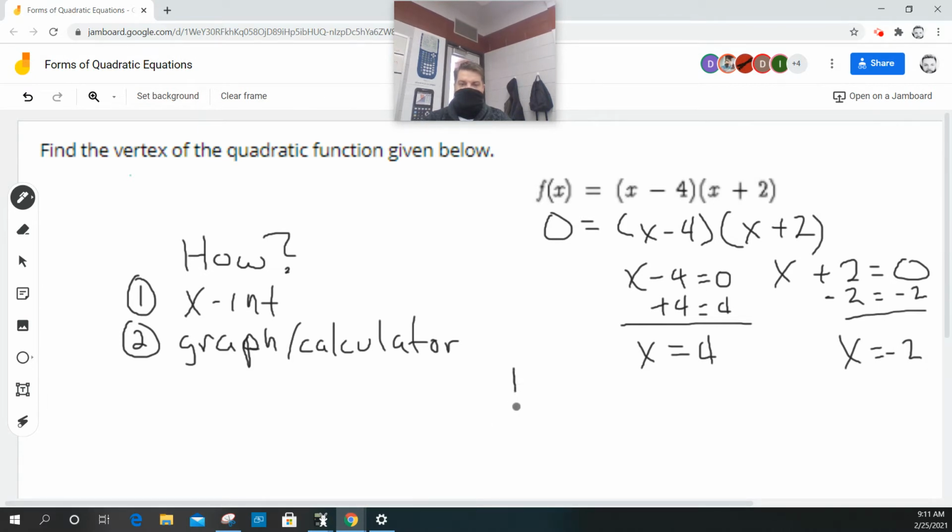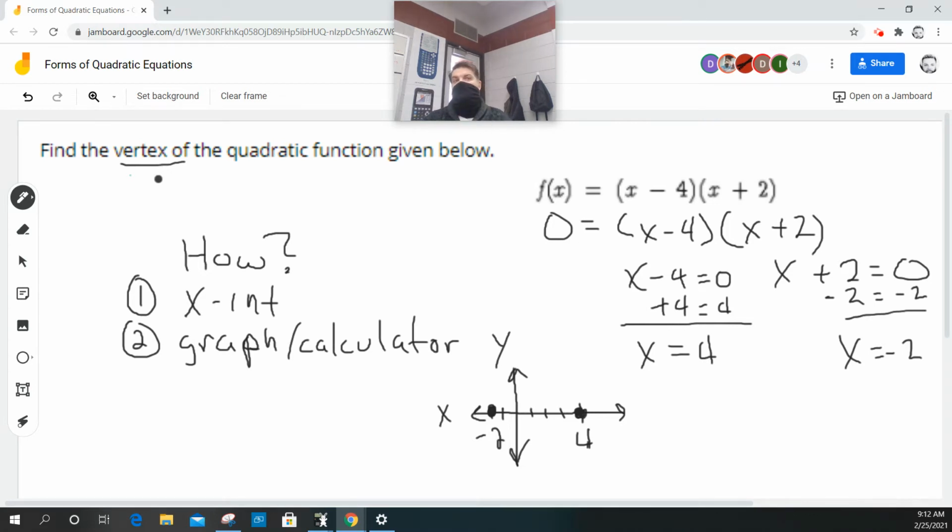So if I were to sketch a graph of this bad boy, where this is my x-axis and this is my y-axis, at negative 2, 1, 2, the graph is going to cross here, and then over here at 1, 2, 3, 4, the graph is going to cross there. But how do we find the vertex with that information? We can. How do you think we could do it?